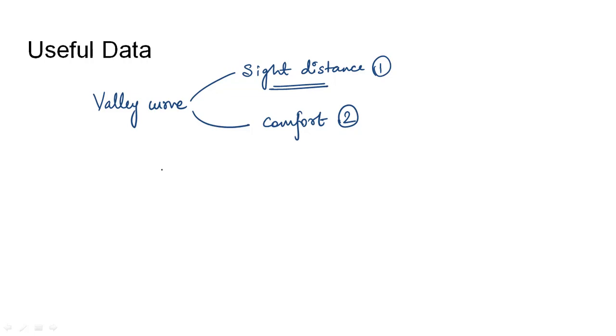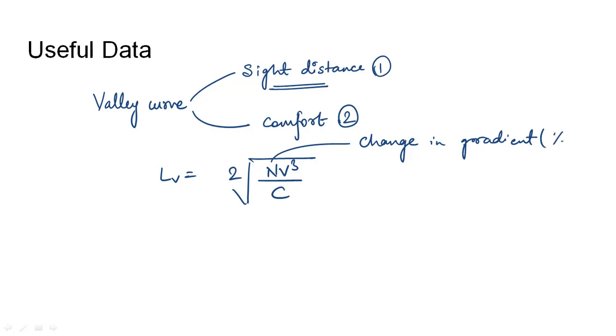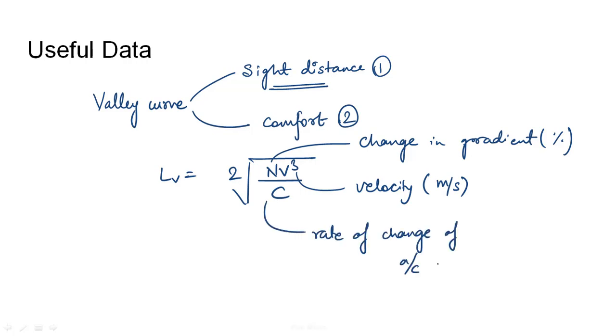For the comfort criterion, the length of the valley curve is given as 2 into square root of N V cube by C. Here N is the change in gradient which is taken in percent, V is the velocity in meters per second, C is the rate of change of acceleration which is taken in meter per second cube. On substituting these values, the length of the valley curve is obtained in units of meters.